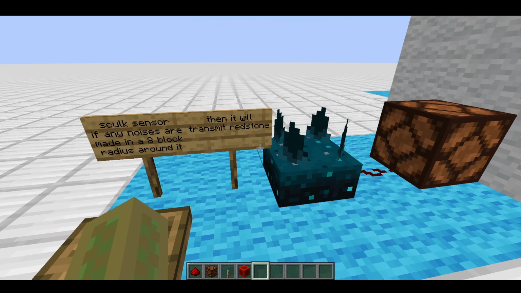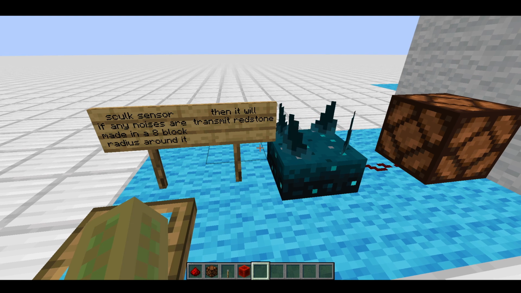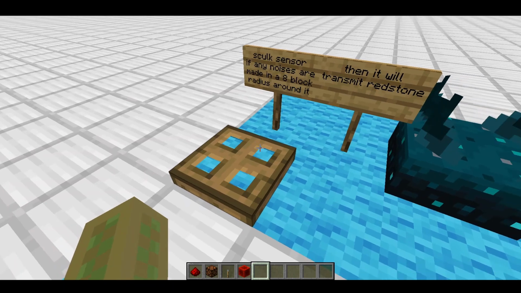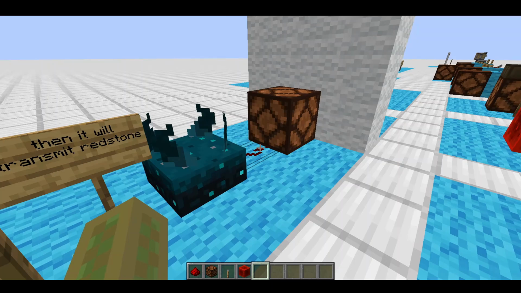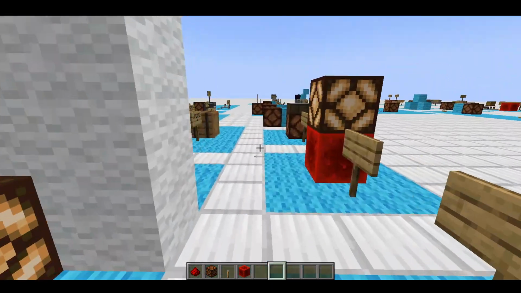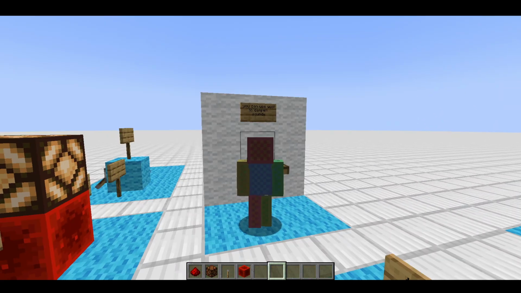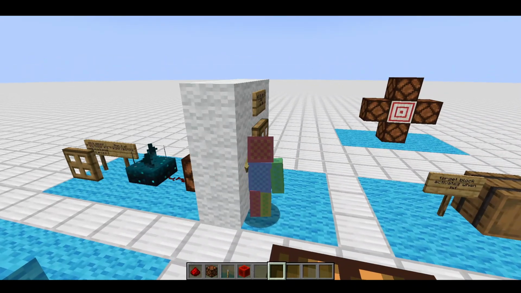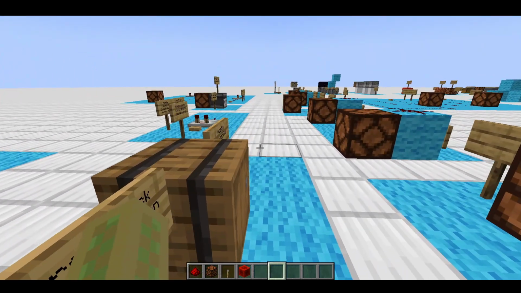Skulk sensors. If any noise is near these skulk sensors within an 8-block radius, then it will transmit redstone. So if I was to open this trapdoor, as you see, it would give off a temporary signal and activate redstone around it. Now you can also use wool to dampen the noise. So anything on the opposite side of this wool wall will not activate the skulk sensor, which is really handy if you want to use those.